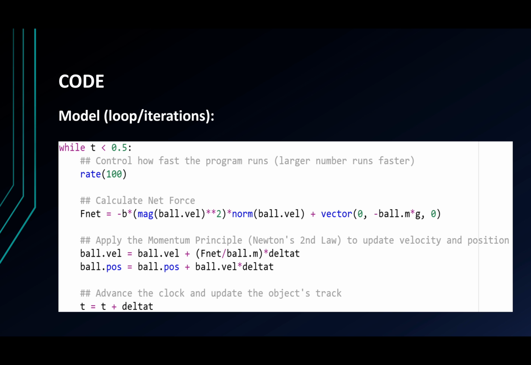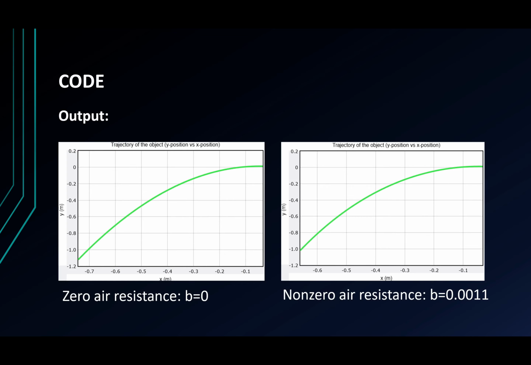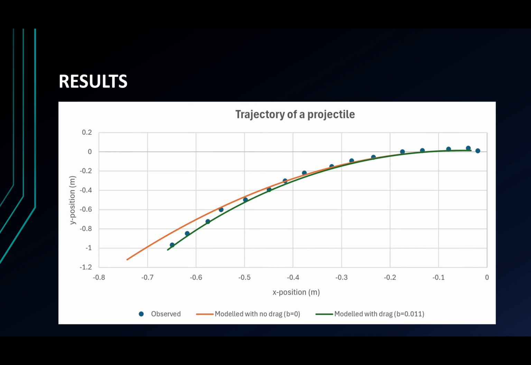for the computational model. Here is the output of the code for both models. And here are the predicted and observed trajectories all plotted on the same graph. Note here that all 3 plots indicate a roughly parabolic trajectory, and the model assuming zero air resistance extends out further in terms of x position than the other 2 plots.